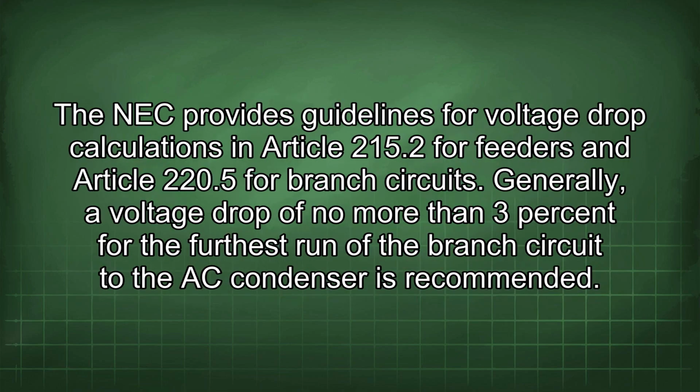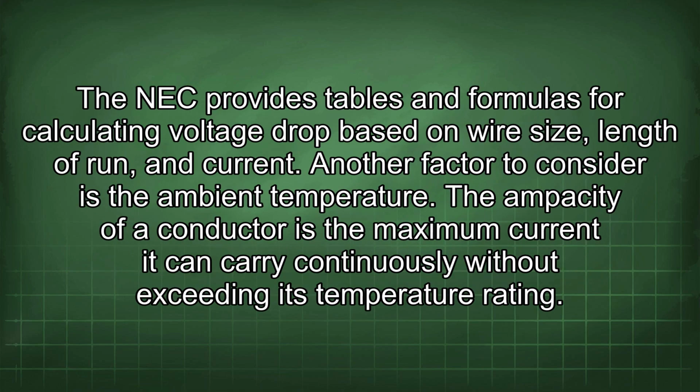The NEC provides guidelines for voltage drop calculations in Article 215.2 for feeders and Article 220.5 for branch circuits. Generally, a voltage drop of no more than 3% for the furthest run of the branch circuit to the AC condenser is recommended. The NEC provides tables and formulas for calculating voltage drop based on wire size, length of run, and current.